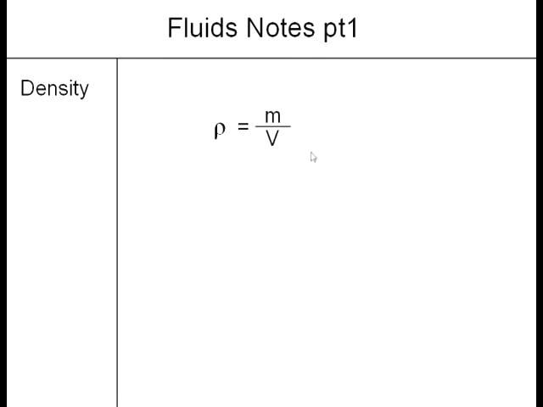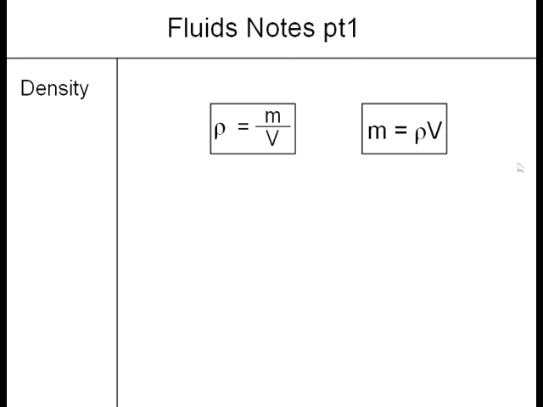Density is defined as mass divided by the volume. The symbol we use for density is the Greek letter rho, as in row your boat. Now we use this formula quite often. Usually, instead of calculating the density, which is something that's known, we use it to calculate the mass. So multiply both sides by V, and we get the mass is the density times the volume.